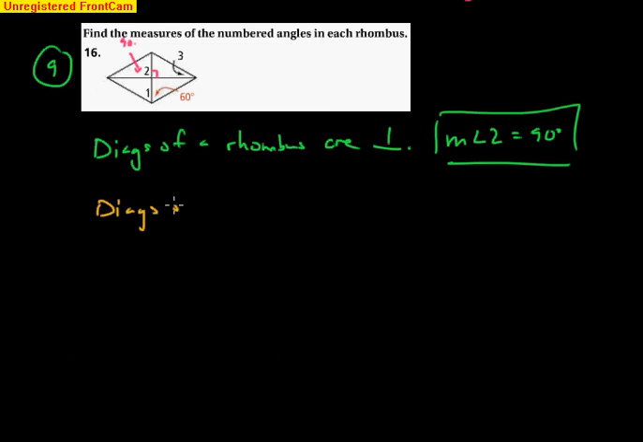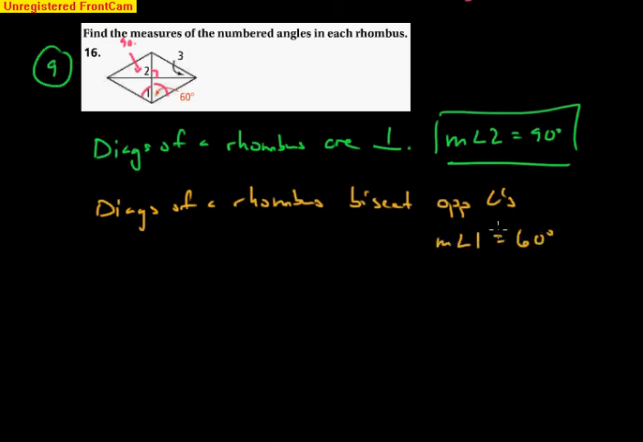Now I'll go with angle 1. I also know that the diagonals of a rhombus bisect opposite angles. So I know here in this picture that angle 1 and 60 degrees are the same, are congruent. The measure of angle 1 is 60 degrees.